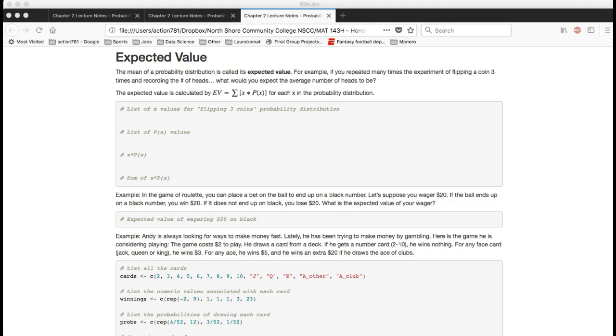That is called the expected value of a probability distribution, and it is given by this formula here. It's given by the sum of all of your outcomes times their corresponding probabilities. So you find the product of each outcome value times its probability, and then you take the sum of all of those products. Let's do an example in RStudio.